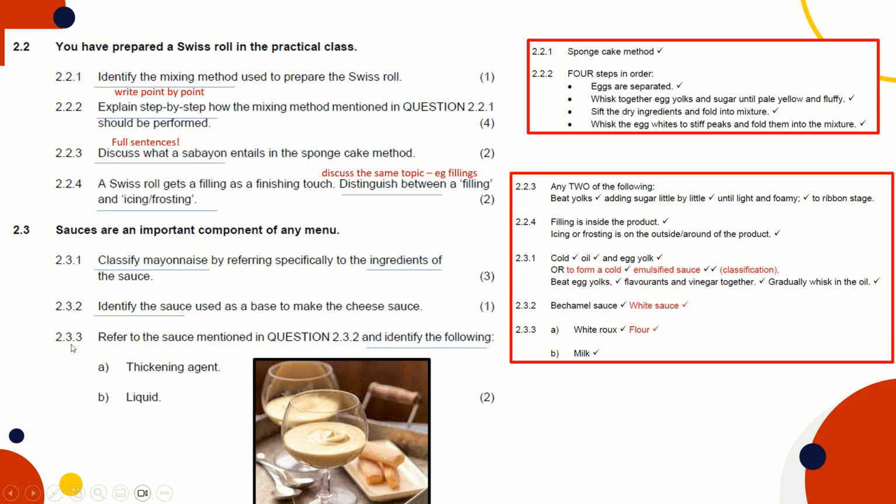Right, the next question, 2.3.3, refer to the sauce mentioned in 2.3.2 and identify the following. What is the thickening agent that has been used in a bechamel sauce? So you need to know how to make a bechamel sauce, and you start off by making a roux. A roux consists of a mixture of melted butter or margarine, and you add the flour to that. It's a white roux. Then what is the liquid used in a bechamel sauce? It is milk.